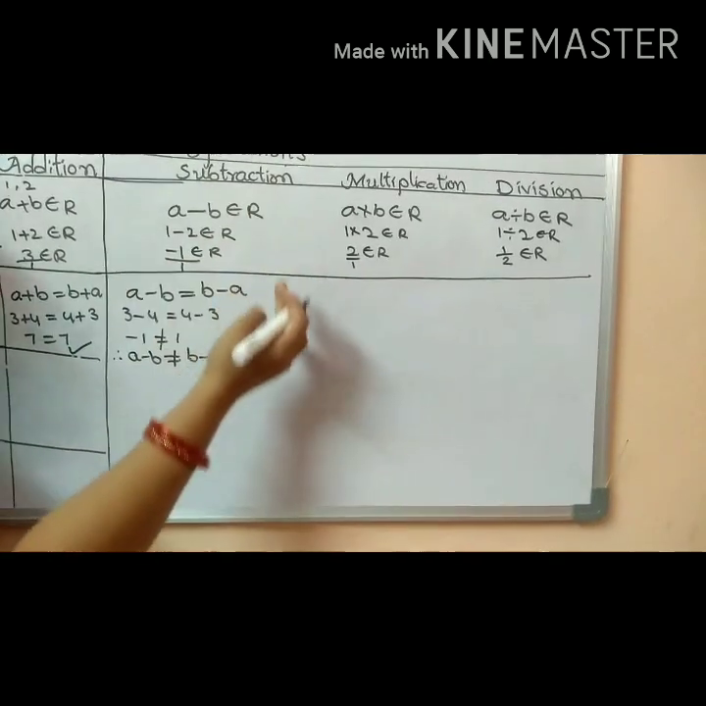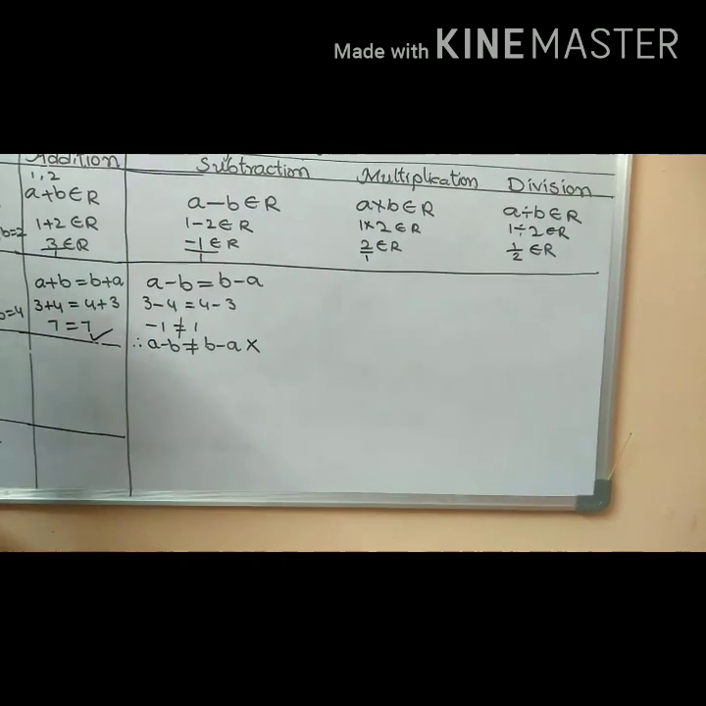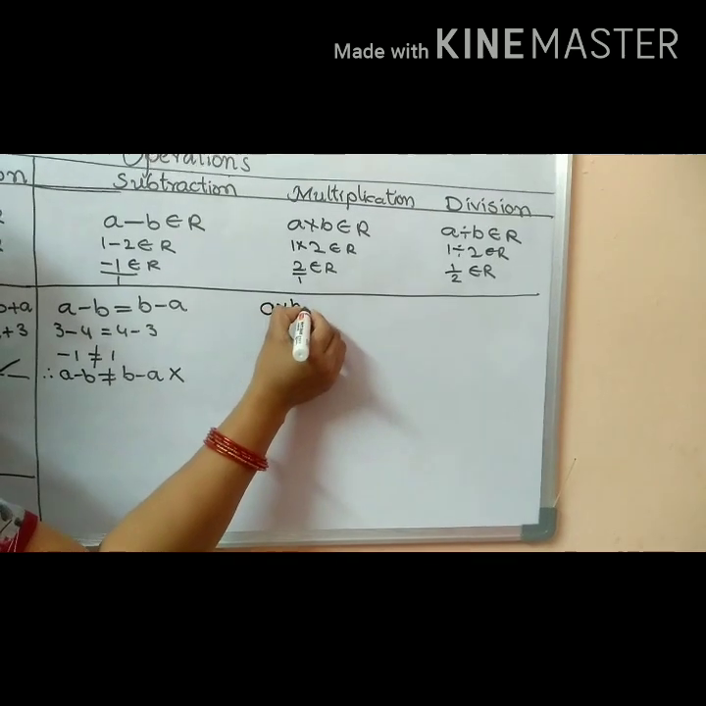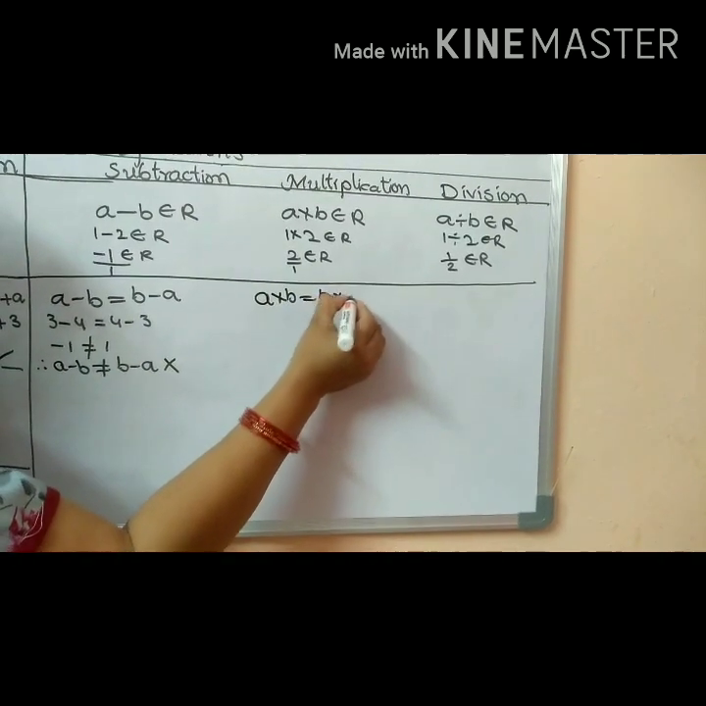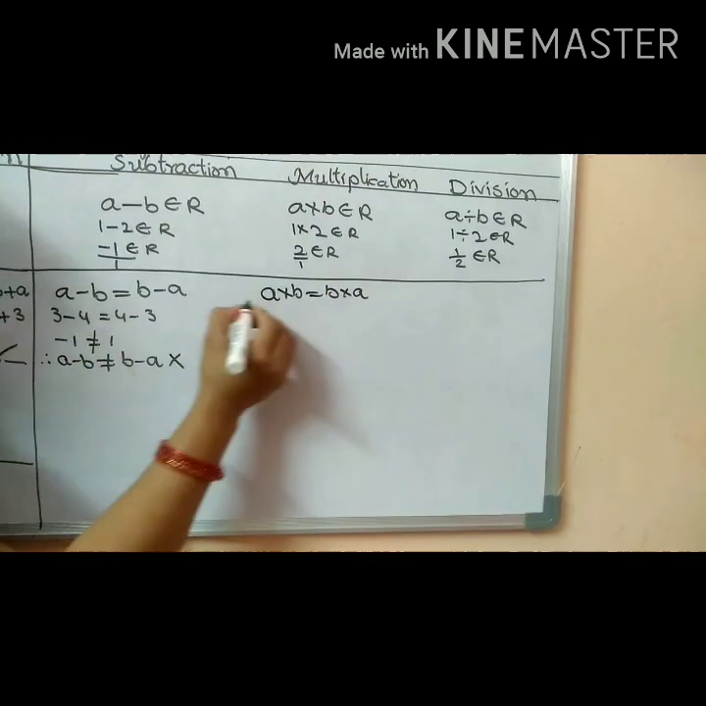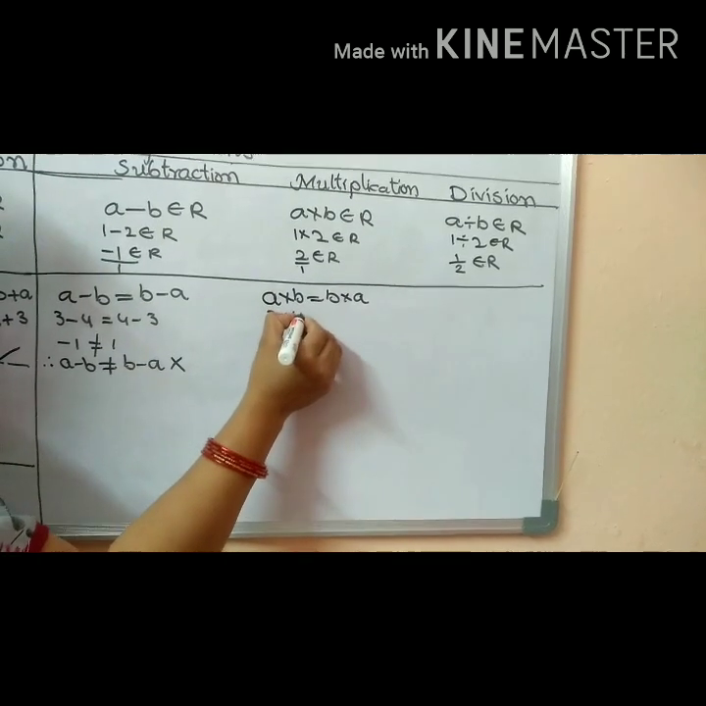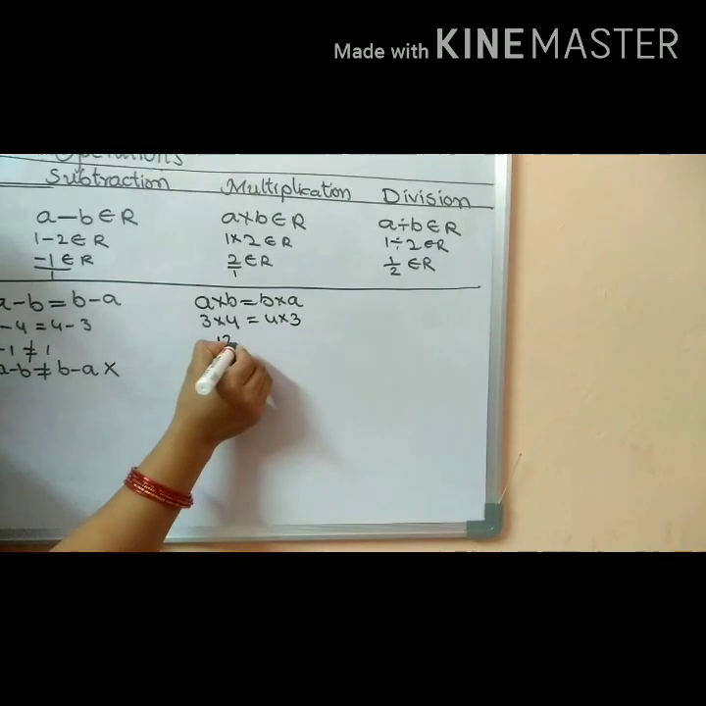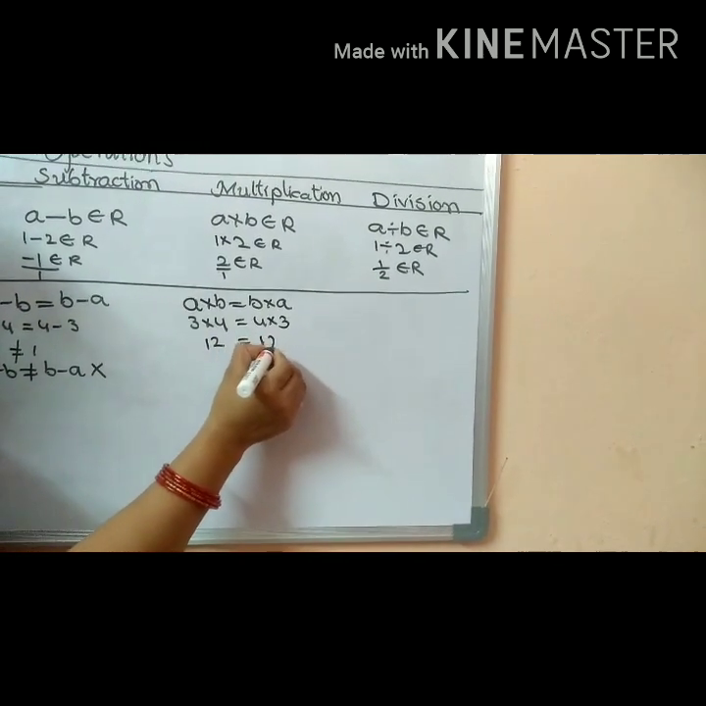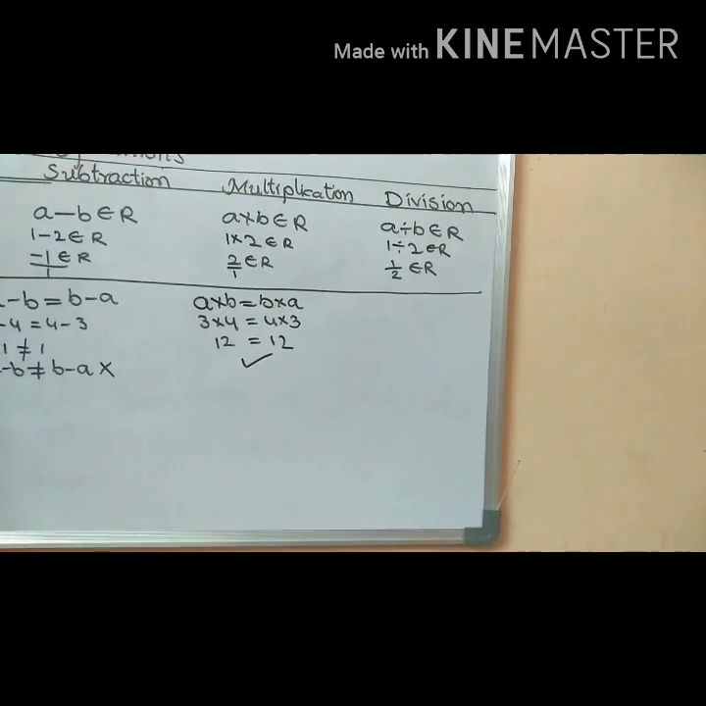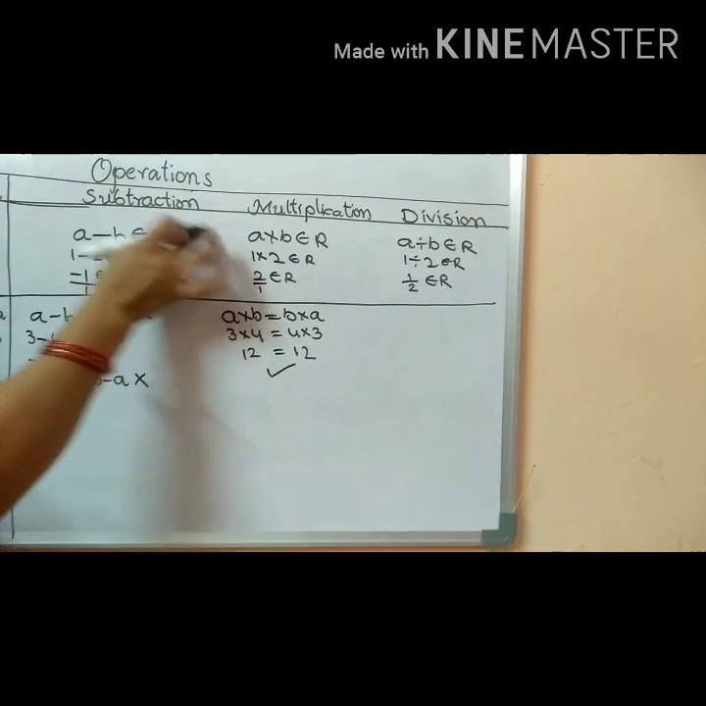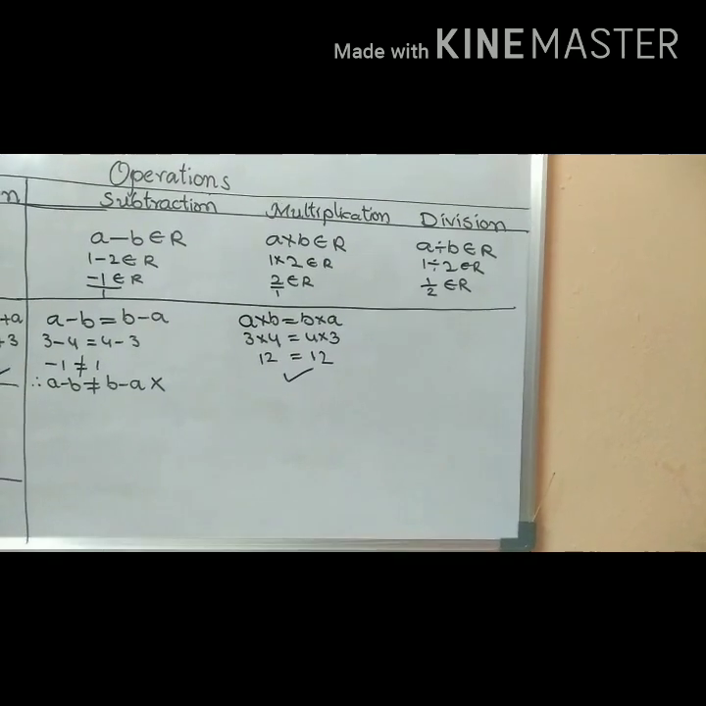Next, multiplication. A into B equal to B into A. Here A equal to 3 and B equal to 4. So 3 into 4 and 4 into 3. 4 threes are 12 and 3 fours are 12. In this case it is possible. Did you understand? The operation of multiplication is possible by commutative property.